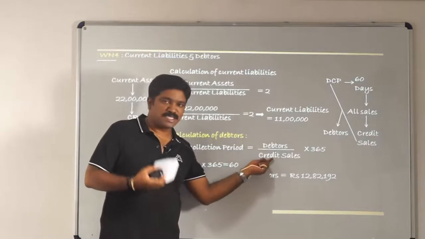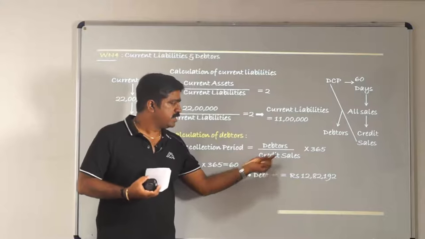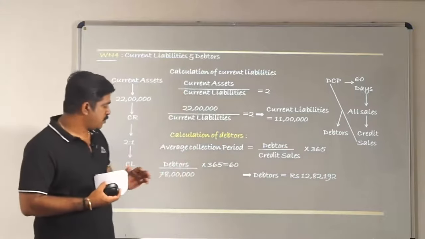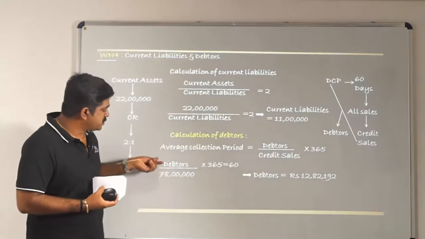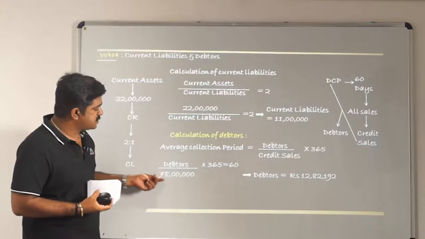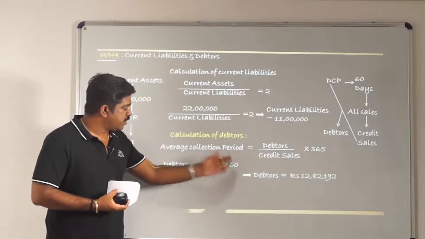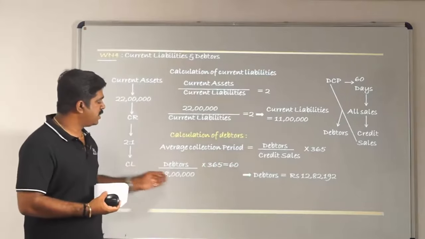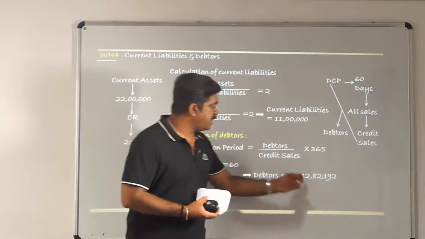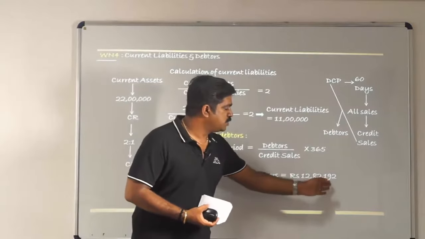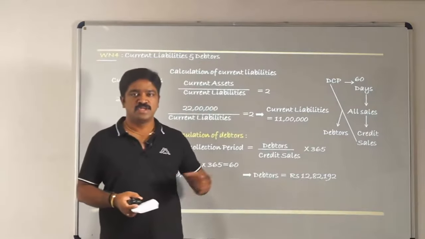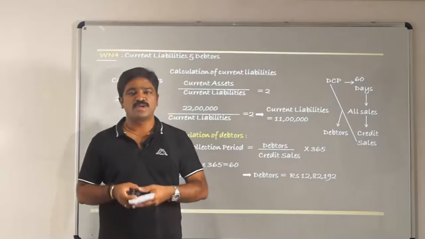But credit sales is nothing but the sales which we have derived. So if I'm going to take all those, that is debtors divided by sales of 78 lakh multiplied by 365 is equal to 60, then this calculation will help us to find out debtors, and it works out to 12,82,192. So in this way we have derived what is debtors.